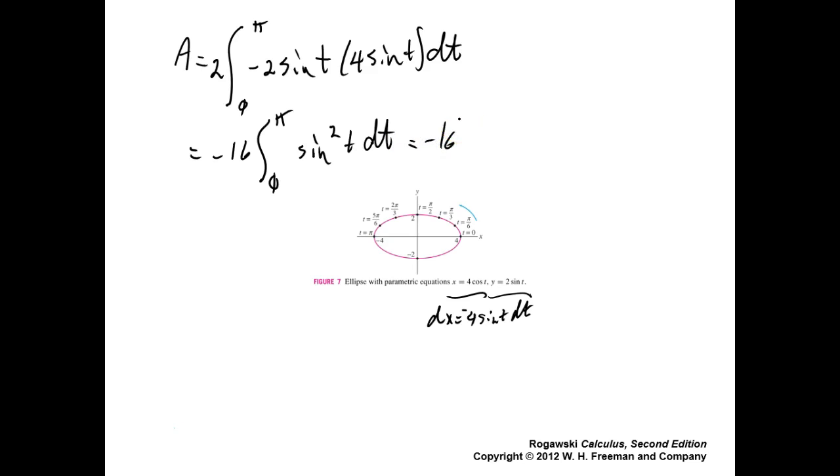The integral of sine squared would be 1/2 of u. Well, u here is just your t. Minus 1/4 sine of 2t. We don't need the plus c. Why? Because we're going to evaluate this from 0 to pi. So that's a minus 16.